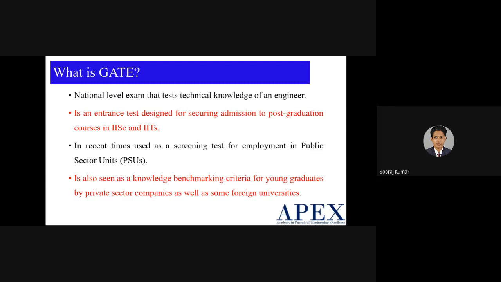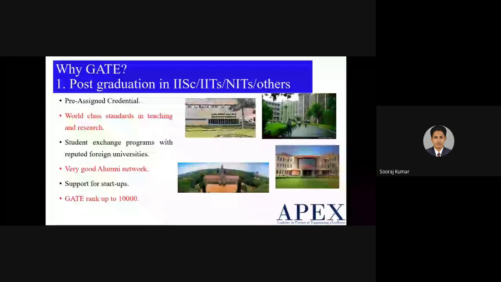Saying that, now I have told you in general the importance of GATE. Why is GATE important? The main reason is GATE is used to increase the technical level, because when you're preparing for GATE, your technical level increases. Next, first, why GATE? One of the main advantages is post-graduation in IISc, IITs, NITs and other institutions.